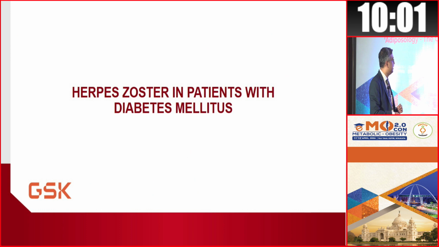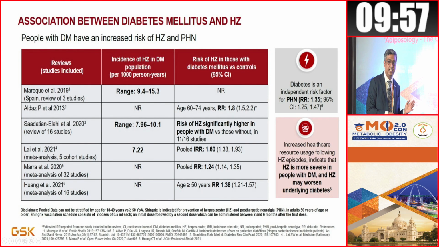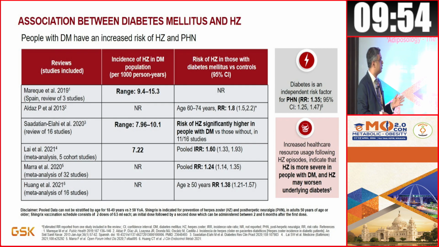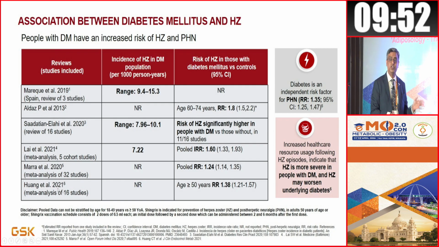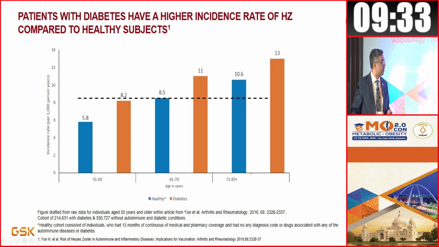And then you look at herpes zoster in your type 2 diabetic patients. So this is the data. You look at the incidence of herpes zoster in the diabetes population, and it ranges from 7 to 15 per every 1,000 person years. So that's a huge number. And if you look at the risk ratio for our patients, what we find is that the risk ratio in almost all the studies which have been done is actually exceeding the number 1. So it means that there is a much higher risk.